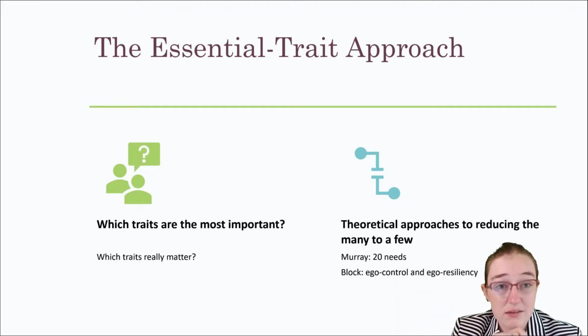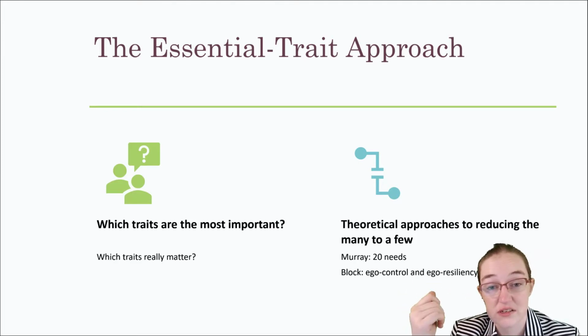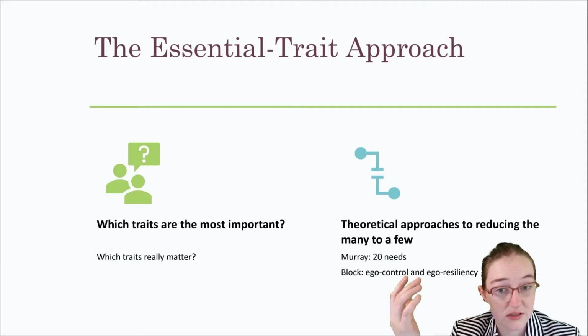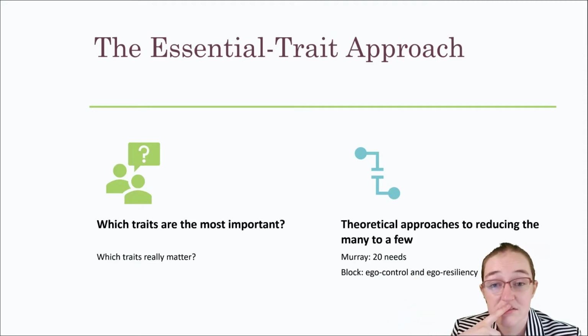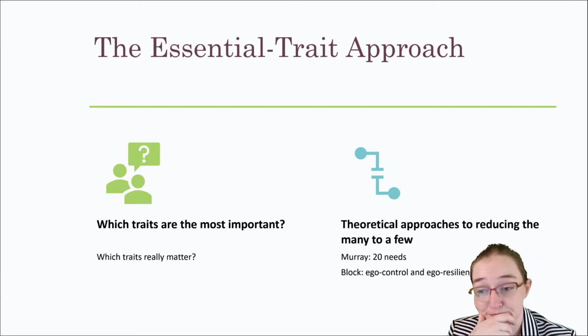Now, Jack Block, who was one of David Funder's mentors, broke it down into 2. Ego control, which was all about impulse control, and ego resiliency, which was all about psychological adjustment. This idea that you can adjust your level of control to fit the circumstances. So those that were more resilient, or ego resilient, were more able to adapt.